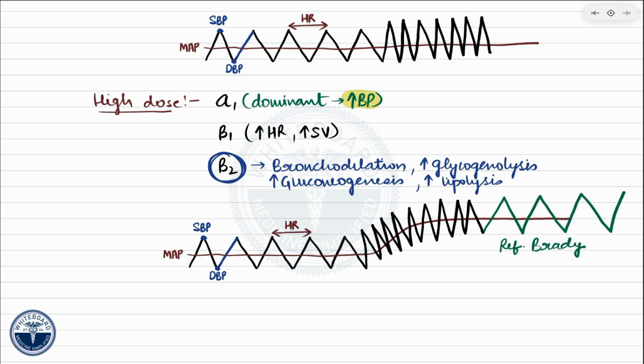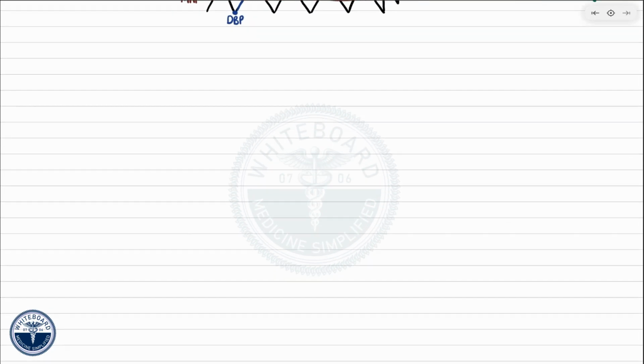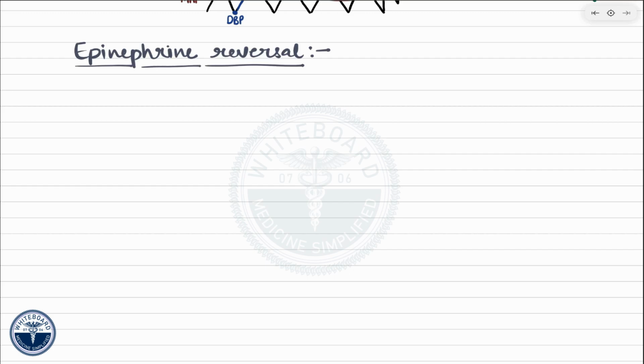So whenever you are stuck between norepinephrine and epinephrine, ask yourself one simple question. Does this drug show evidence of beta-2 activity? If the answer is yes, think epinephrine. If the answer is no, norepinephrine becomes much more likely. Now you might be thinking, that's fine if the question tells me about bronchodilation or glycogenolysis. But what if it doesn't give me any obvious beta-2 clue? That's where one of the most famous concepts in autonomic pharmacology comes in, the phenomenon known as epinephrine reversal.